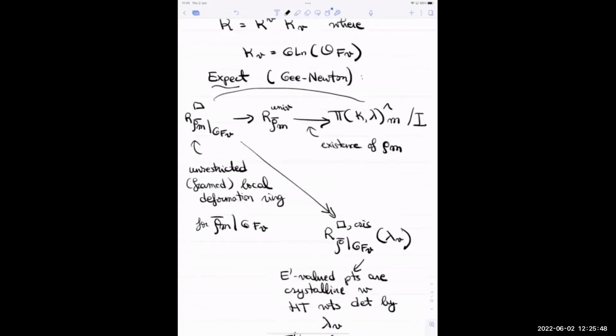this map here factors this way. And that would tell you that even when you don't have a good notion in integral p-adic Hodge theory for describing the representation rho m, this tells you that rho m restricted to G_{F_v} looks as you expect it to look, which would be crystalline with Hodge-Tate weights determined by lambda_v. In the Fontaine-Laffaille case, you do have a good notion in integral p-adic Hodge theory.